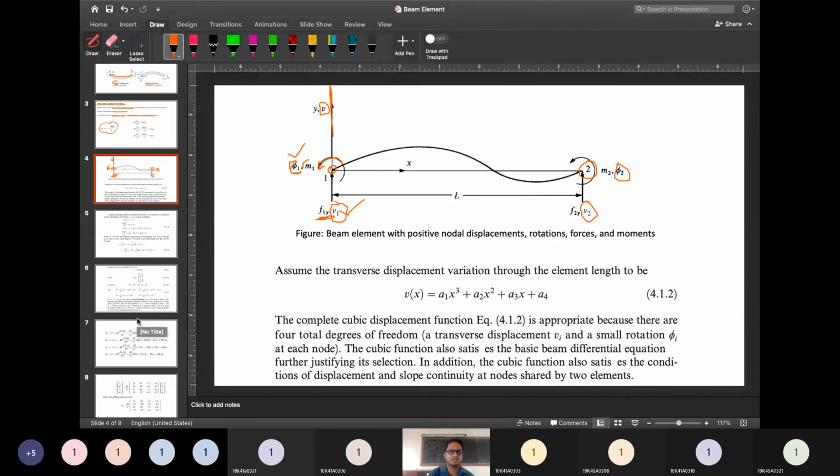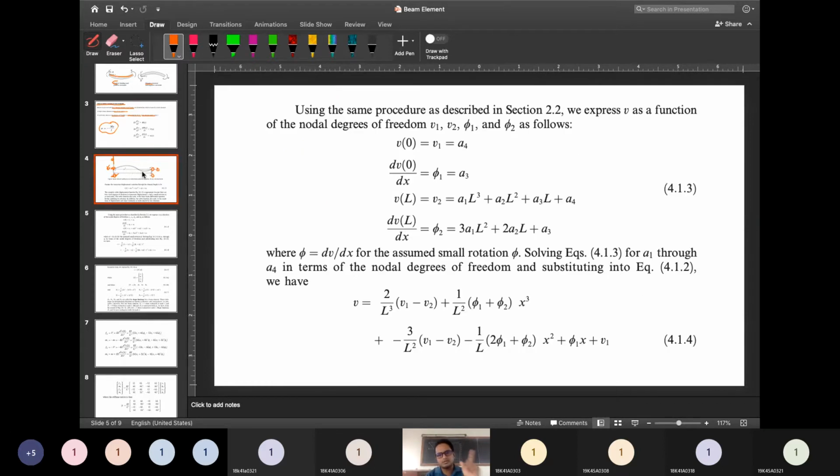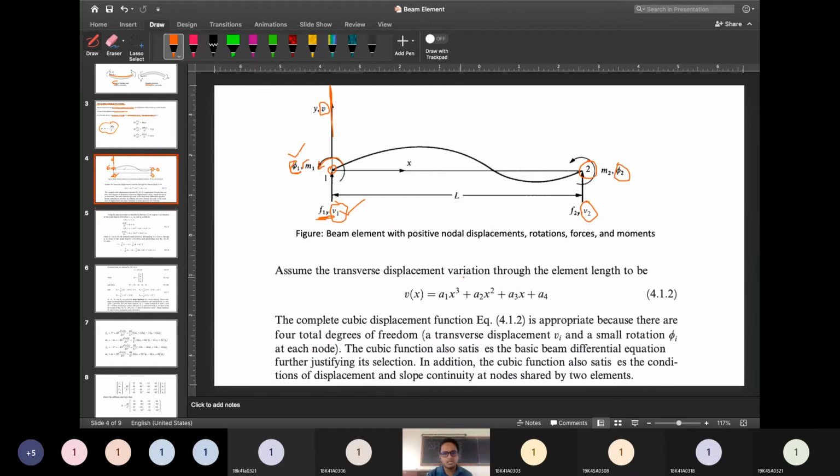So we can go for its derivation. Let's start. We will start this solution. Assume the transverse displacement variation throughout the element length, v(x), equals this expression.